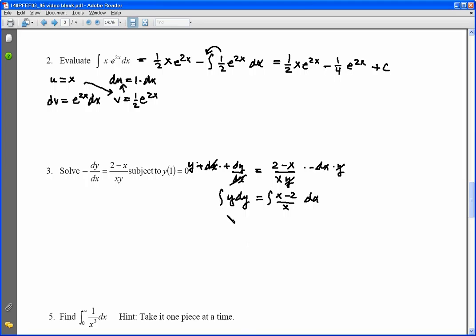And on the left hand side we get y squared over 2. And on the right hand side, well, let's see here, we want to rewrite this guy. Let's split it apart over the LCD here. x over x is 1 minus 2 over x.